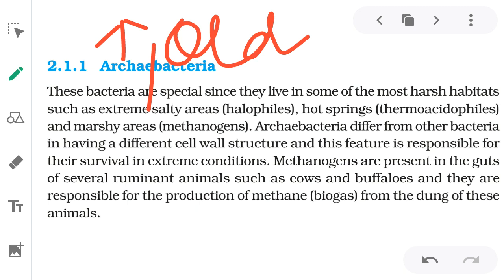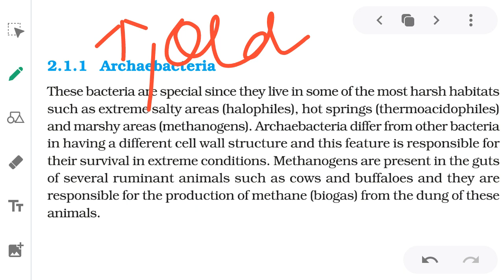Old type of bacteria, primitive type of bacteria, meaning the oldest bacteria were Archaebacteria. They do not have peptidoglycan or cellulose, a simple type of cell wall is there. Archaebacteria are special since they live in harsh habitats such as extremely salty areas like halophiles, hot springs like thermoacidophiles, and marshy areas like methanogens.